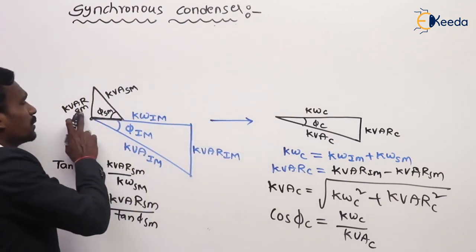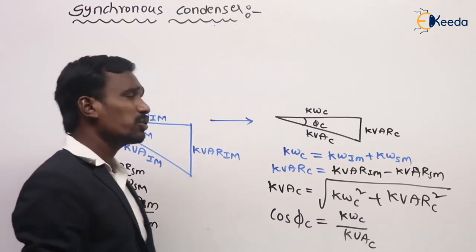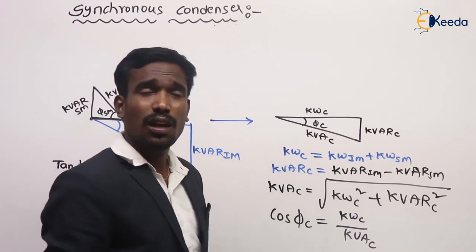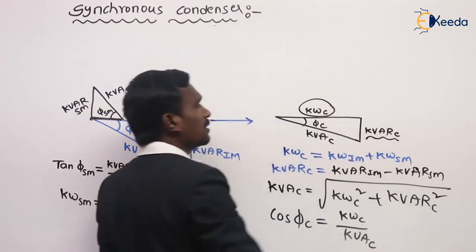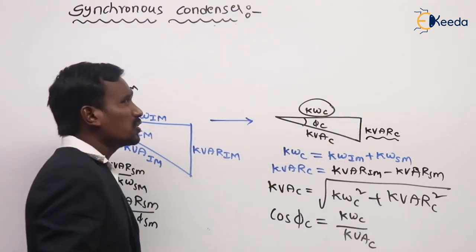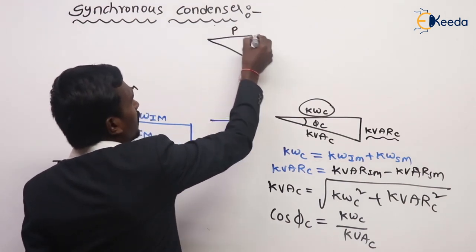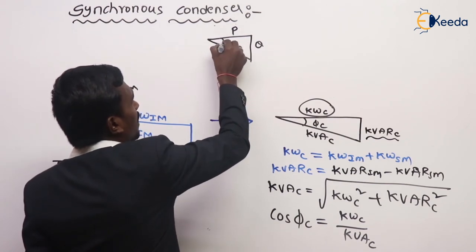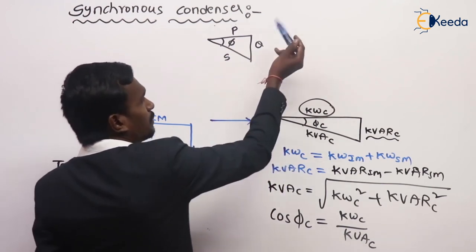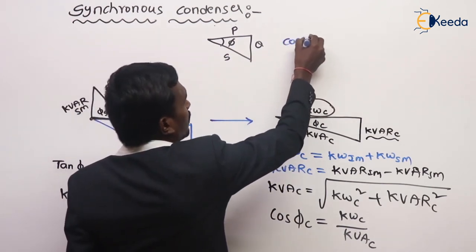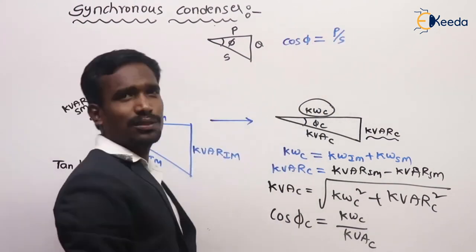Sometimes they only give you the reactive powers and any power factor angle. Then we have to find the other values. How? If you have only the reactive power, then we have to find the active power. Generally, we know the power triangle. This is P, this is Q, this is S, and this is the power factor angle. For example, from this, cos phi is equal to adjacent by hypotenuse. You can find those values.